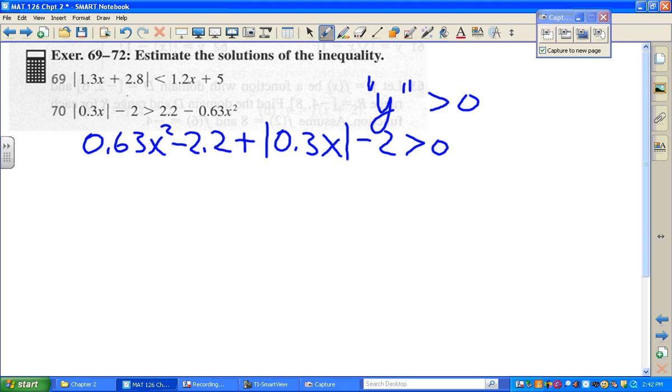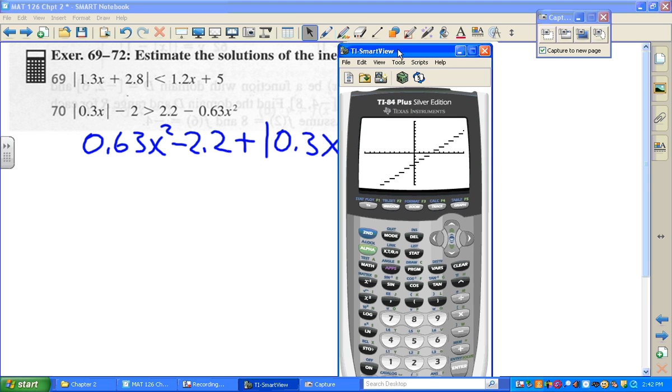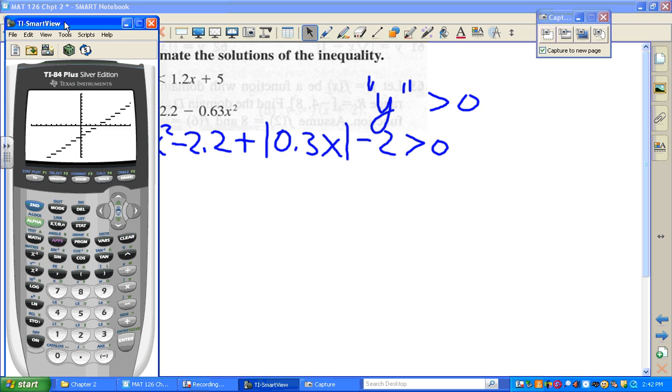Now remember, when you're typing this out, the little nubbin is a negative and the long one is a subtraction bar. Make sure you know which is which. I'm going to type it out. All right. 0.63x squared. Y equals, clear, 0.63x squared minus 2.2 plus, where's the absolute value at? Math and number. Very good. Absolute value of 0.3x, close it off, minus 2.